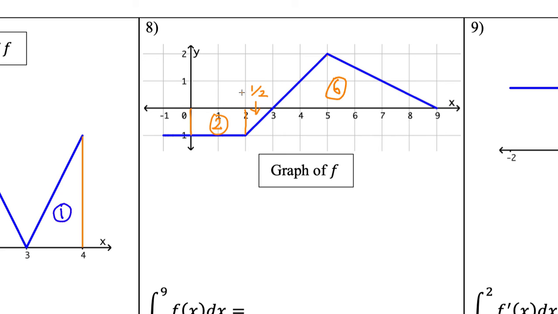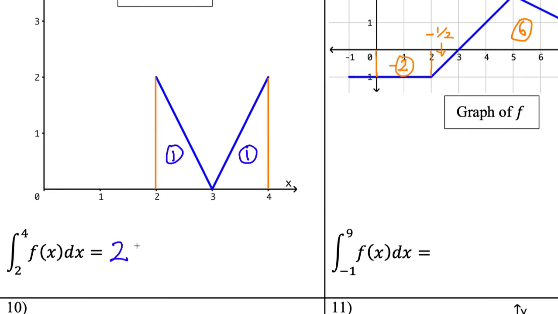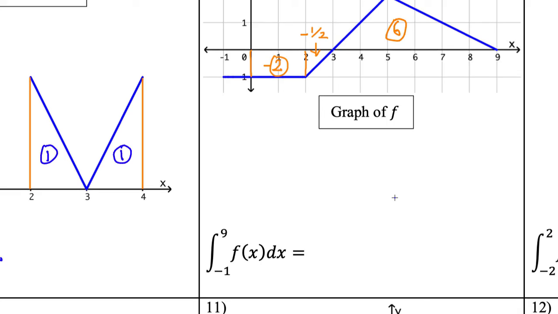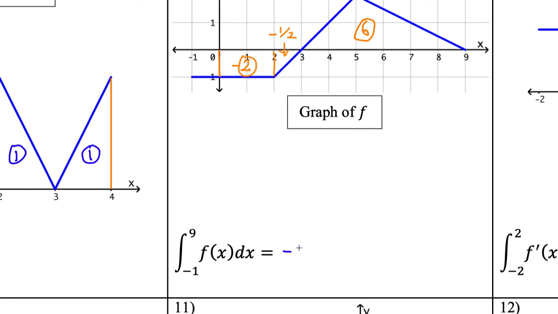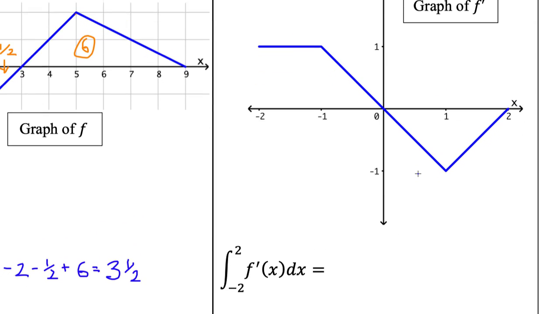And know that if it's below, it's negative, so I have negative 2 and negative a half, and positive 6. So 6 minus 2 is 4. Maybe I can write down my work a little bit clearer down here. This is equal to 1 plus 1, that's easy. But this is going to be negative 2 minus a half plus 6. 6 minus 2 is 4. 4 minus a half is 3 and a half. 3 and 1 half.